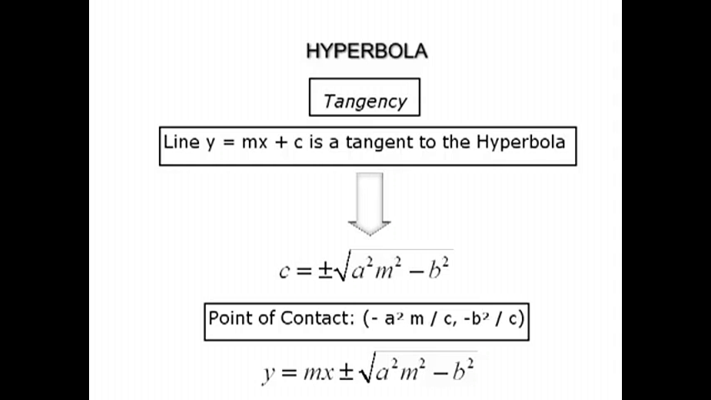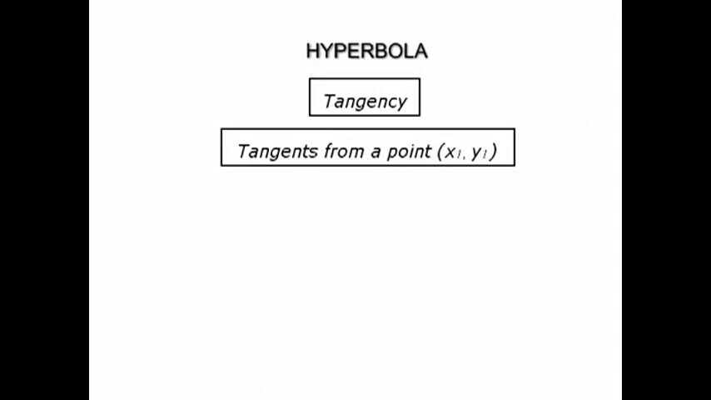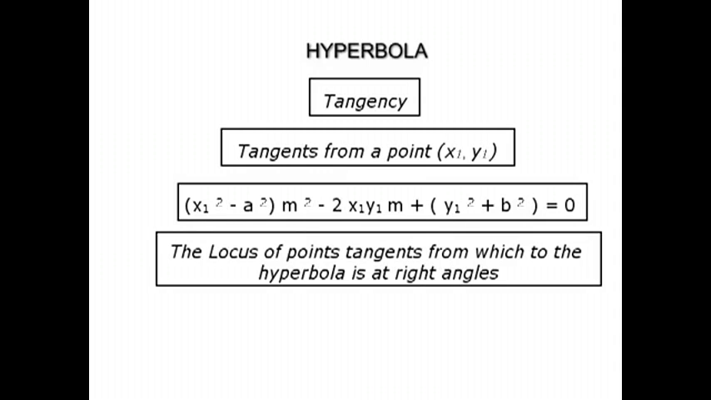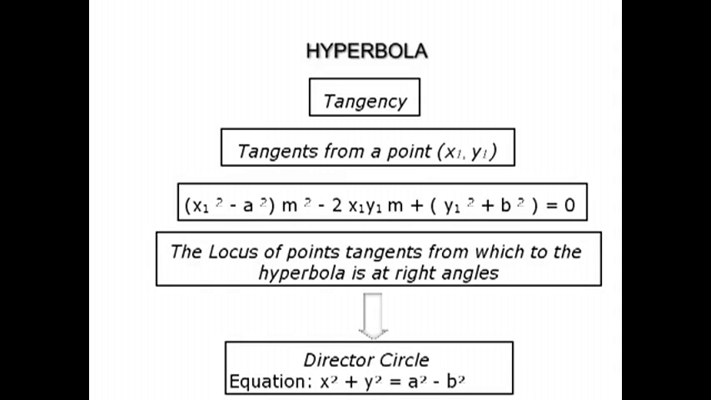In general, two tangents can be drawn to hyperbola from a point (x1, y1) in the same plane. Their slopes are roots m1, m2 of quadratic equation (x1 square minus a square) m square minus twice x1 y1 m plus (y1 square plus b square) equal to 0. The locus of points tangents from which to the hyperbola are at right angles is a circle called as director circle. Its equation is x square plus y square equal to a square minus b square.